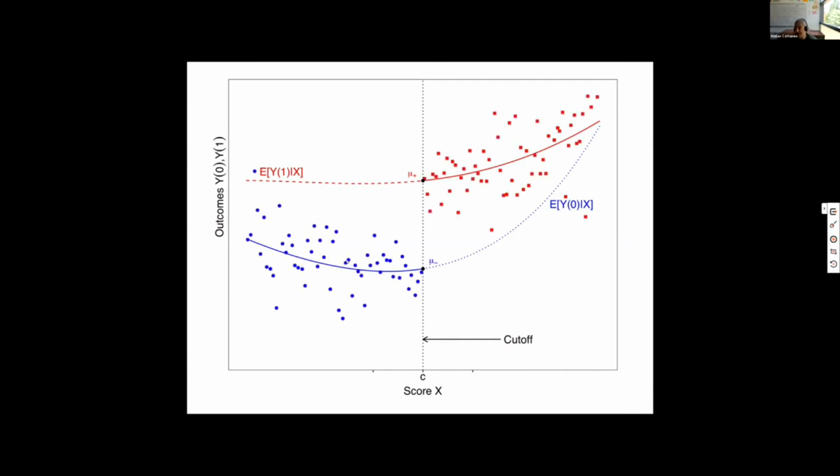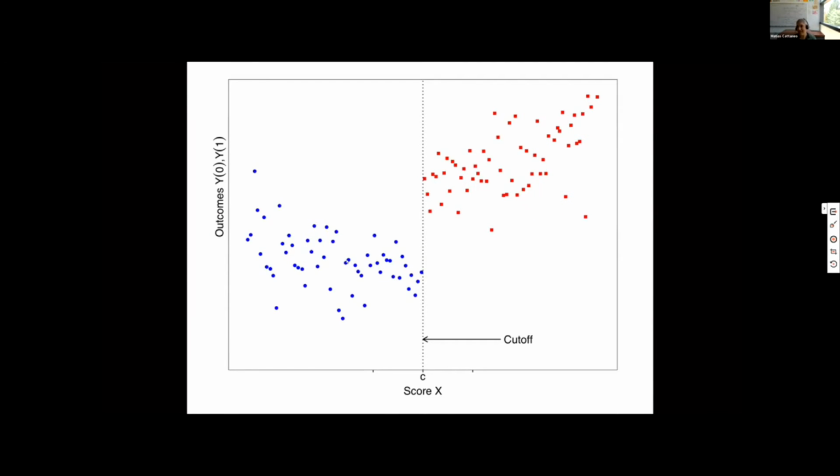What we get to see is data. The data in this case is plotted in red for those above the cutoff, in blue for those below. And of course, here I'm putting together the true underlying conditional expectation functions as well as the data. In reality, you don't even see that. What you really see is the data.